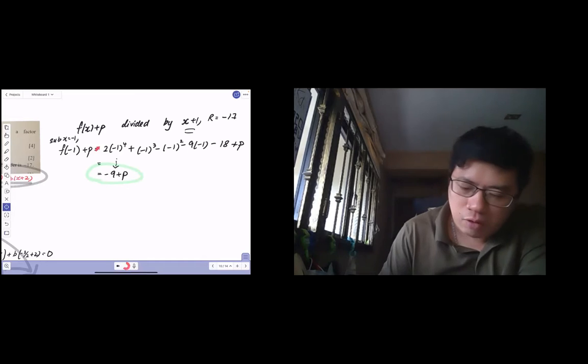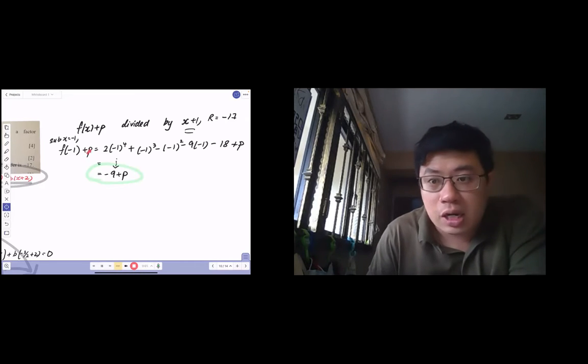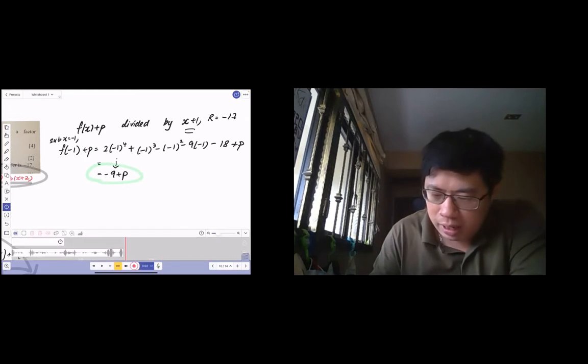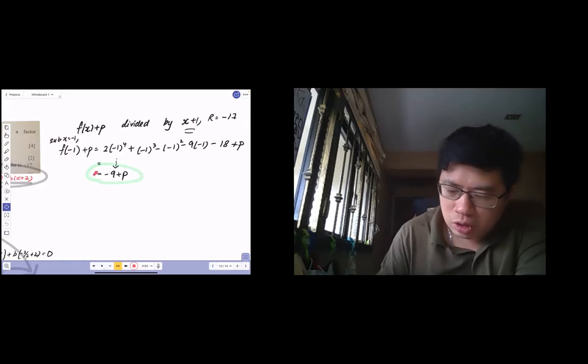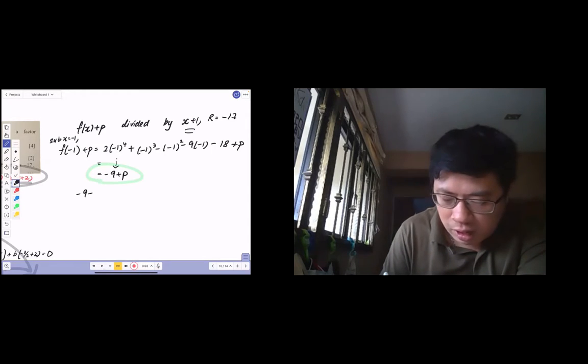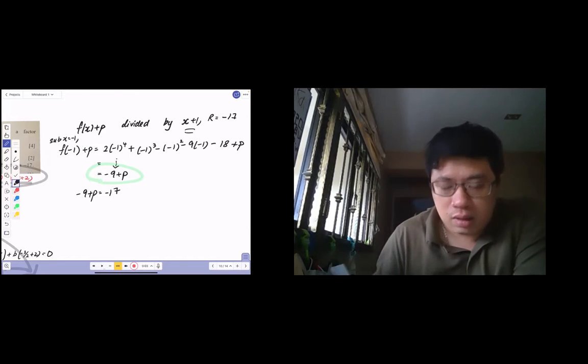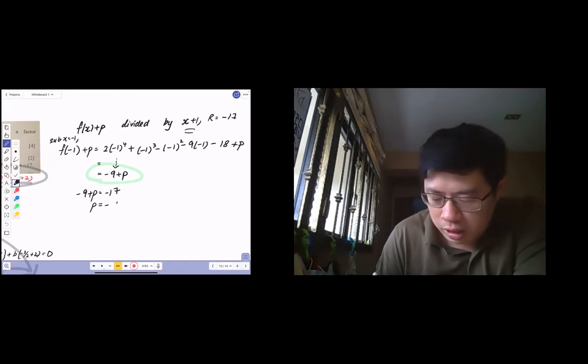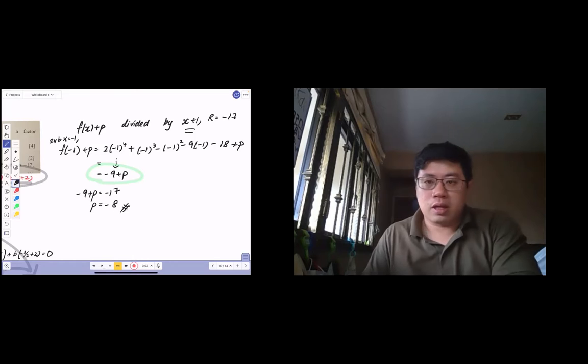For p there's no issue because p is a constant, right? It cannot be divided by x plus 1. So I can write it out in this way. From here, just equate negative 9 plus p, the remainder here is negative 17, and you can see that p is equal to negative 8. Okay, and you are done.